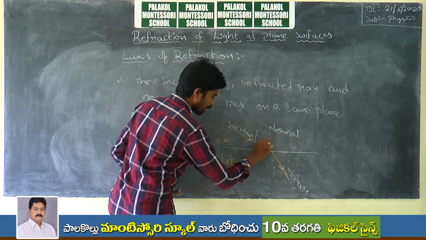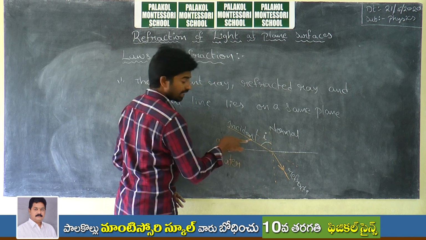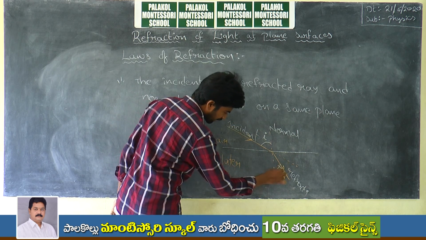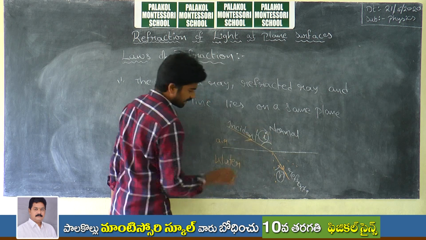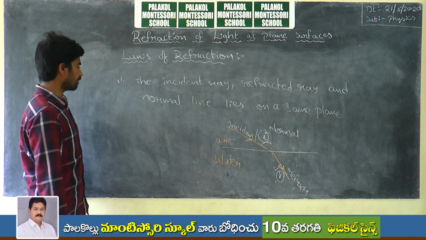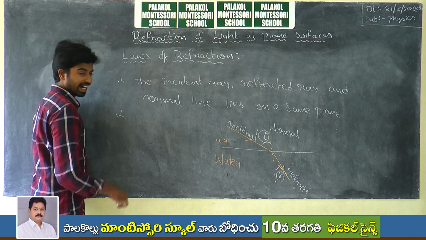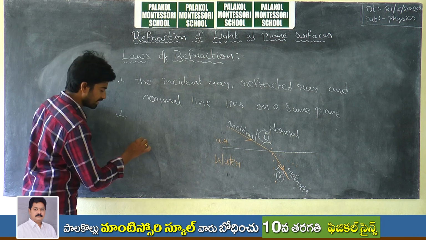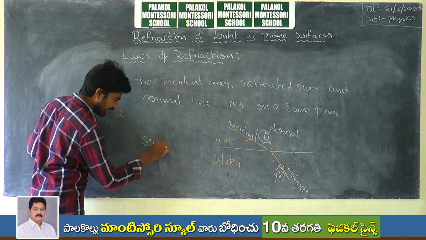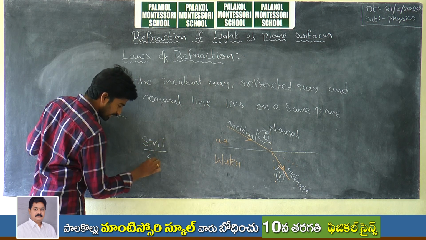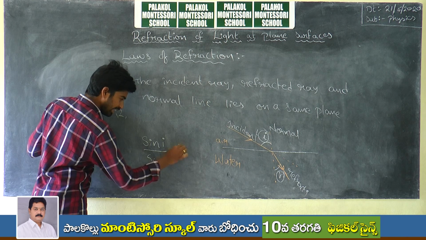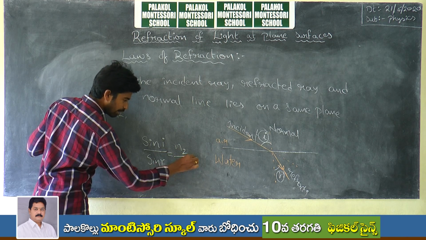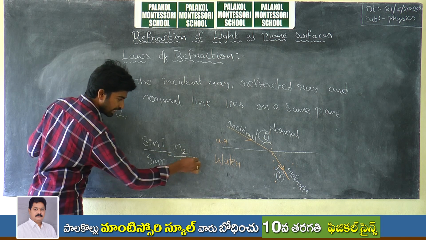So this is the angle of incidence, the angle made by the incident ray with the normal, and the angle made by the refracted ray with the normal is the angle of refraction. The relation between incident angle and refracted angle is given by Snell's law, that is sin i by sin r is equal to n2 by n1, or it is a constant value. N2 by n1, these two are numbers, so you will get a constant value.